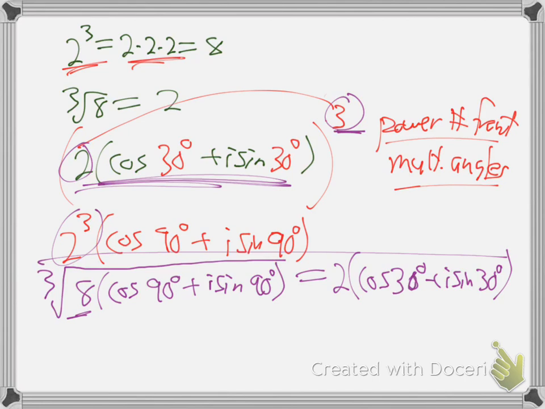Because we know that if you take 2 cosine 30 plus i sine 30 and did it to the third power, like we just did right there, it becomes the 8, 2 cubed is 8, 8 cosine 90 plus i sine 90. Piece of cake.